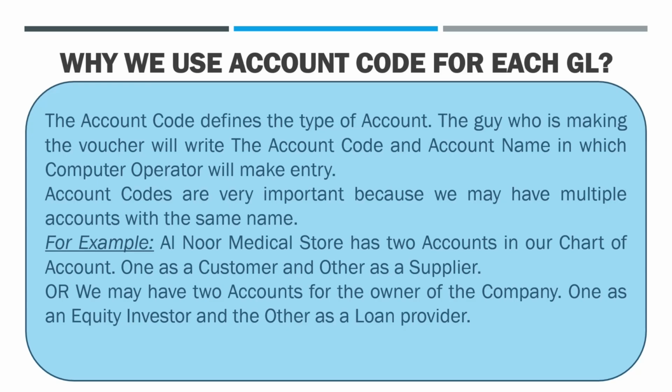For example, a Noor medical store has two accounts in our chart of account, one as a customer and the other as a supplier. Therefore, we need to give a specific code for each general ledger. For the customer account, a separate code, and for the supplier account also a separate code to differentiate between both accounts. Or we may have two accounts for the owner of the company, one as an equity investor and the other as a loan provider.